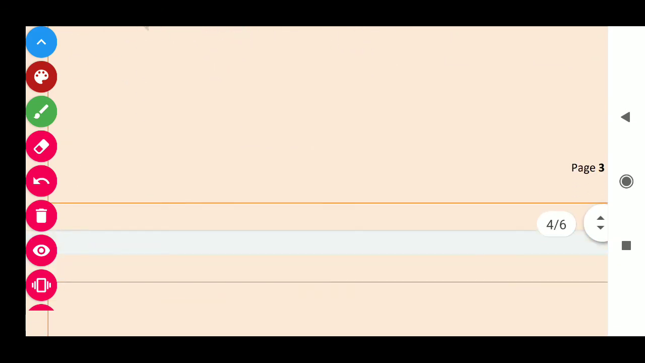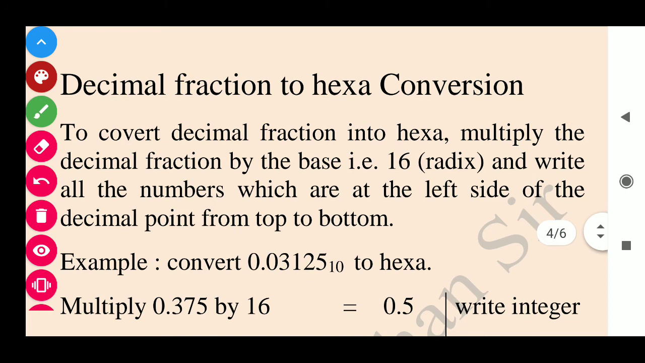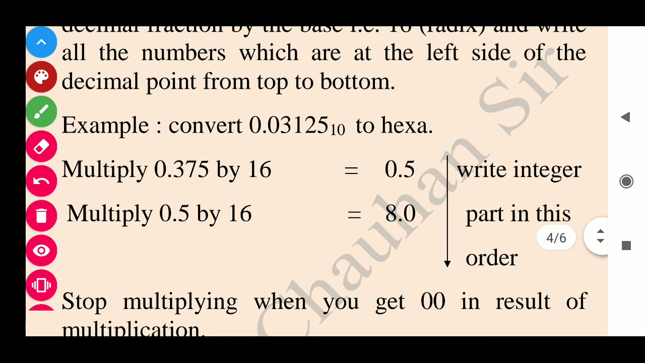Now see, decimal fraction to hexa conversion. To convert a decimal fraction into hexa, multiply the decimal fraction by the base 16 and write all the numbers which are at the left side of the decimal point from top to bottom. Now just see the example: convert 0.03125 base 10 to hexa.